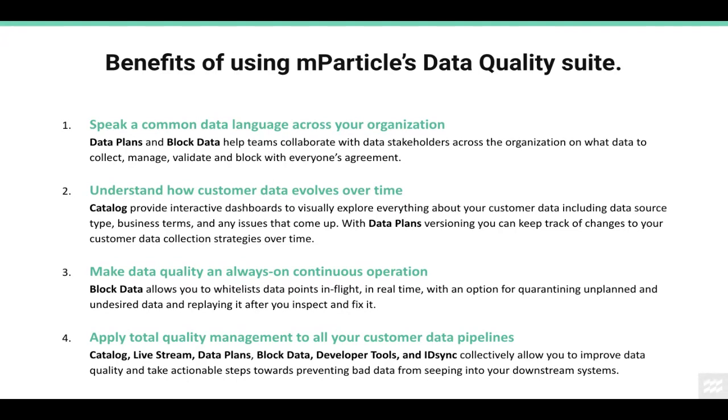Making data quality an always-on continuous operation is what block data is all about. When you set up that feature to be turned on, so that all my unplanned events are blocked, that helps you mitigate any issues about populating downstream systems with bad data, and also gives you the ability to fix those issues and make sure that only good data makes it downstream.